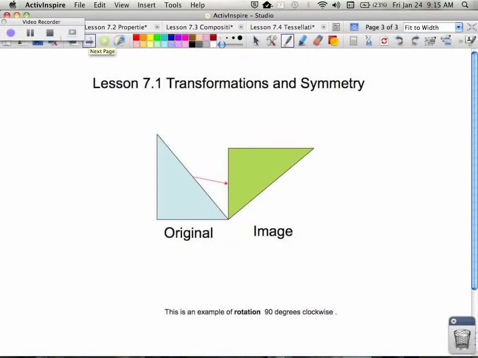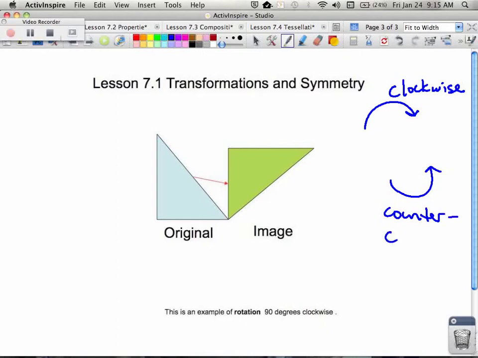In our last slide in this lesson, we see an example of rotation. And this particular rotation is 90 degrees clockwise. So when you're spinning in this direction, this is called clockwise rotation. If you spin in the opposite direction, that's called counterclockwise.